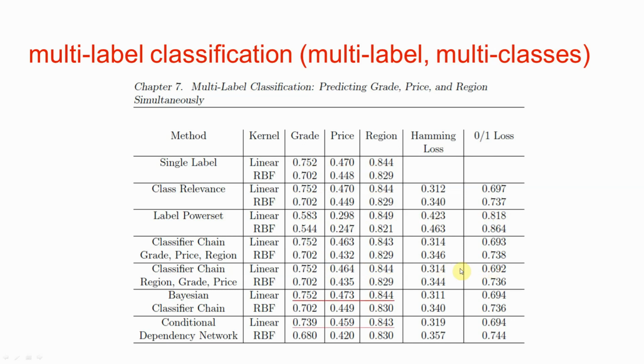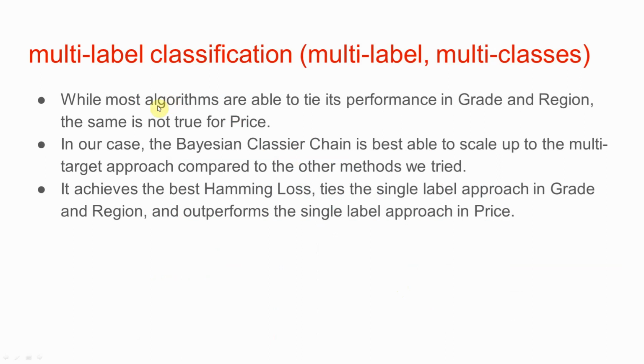For the Bayesian network as well as the conditional dependency networks, they actually predict slightly better, especially the Bayesian classifier. It has 75% accuracy in the grade. In terms of the 4 classes, 75% is actually a very high result. For the price, it has about 47%, and for the region, it's about 84%. So the Bayesian classifier seems to outperform all other methods in this multi-target classification. While most algorithms are able to tie this performance in grade and region, it is not the same for the price. In our case, the Bayesian classifier chain is the best in terms of the price part, and that's why it has a better Hamming loss compared with the other methods.